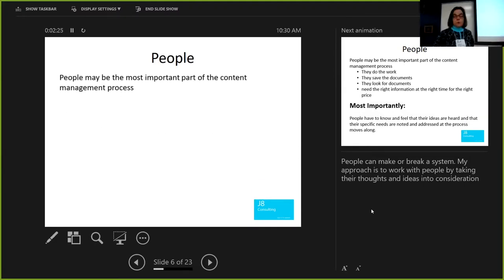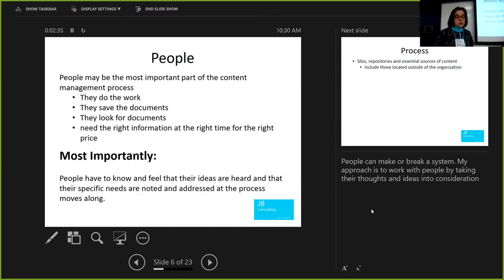People are the most important part. People are smart. They will break your system or go around it if it doesn't work for them. And you have to take their ideas into consideration. And most importantly, they need to feel like their ideas are heard and that their specific needs are being met. And that takes a lot of sensitivity because some of their ideas aren't that good.